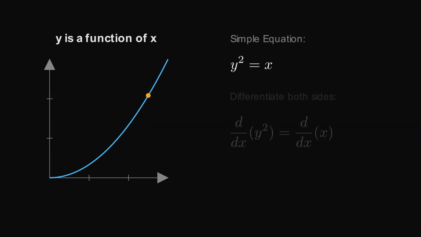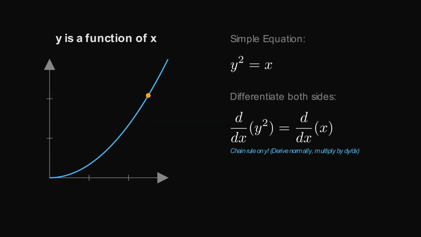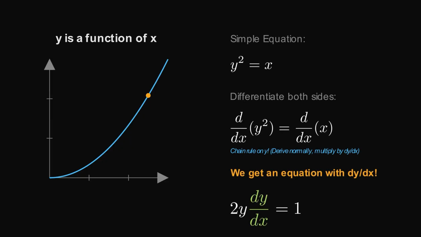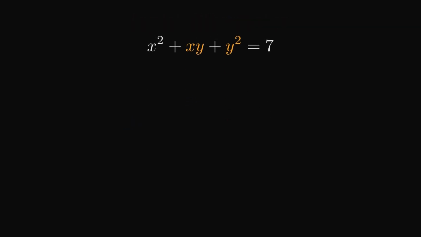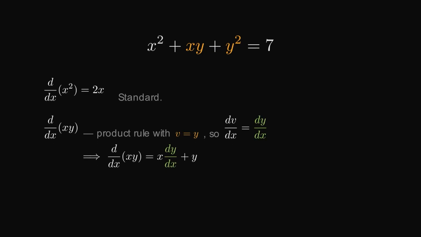So whenever we differentiate a term with y in it, we apply the chain rule: differentiate as normal, then multiply by dy by dx. Again, then we can solve for dy by dx at the end. Okay, so for x squared plus xy plus y squared is equal to 7, we're going to go term by term. So d dx of x squared is equal to 2x. And for d dx of xy, what we're going to use here is, you guessed it, the product rule. Okay, so if we let v is equal to y, therefore dv by dx is going to equal dy by dx. Okay, so d dx of xy is going to equal x dy by dx plus y.